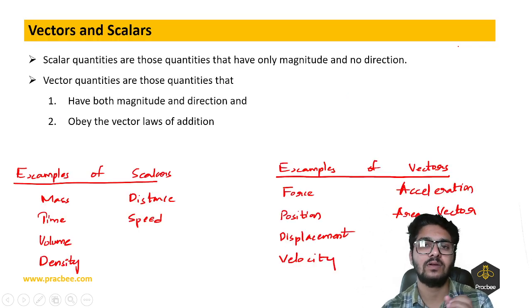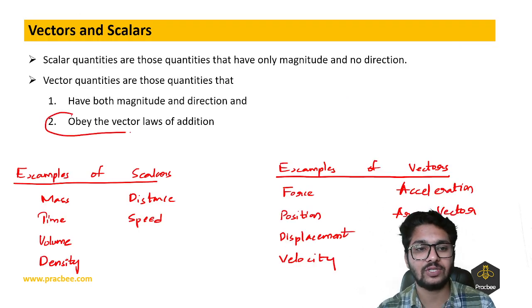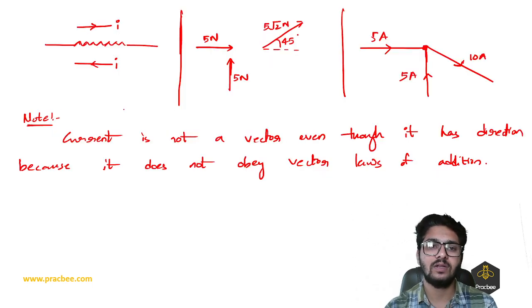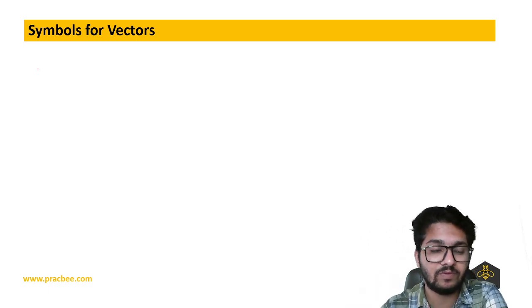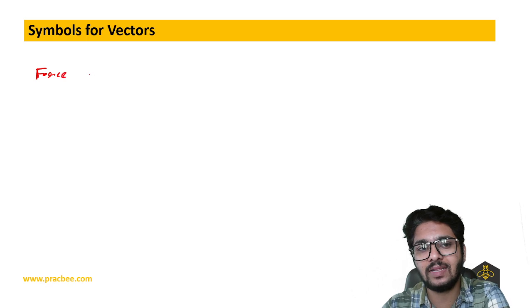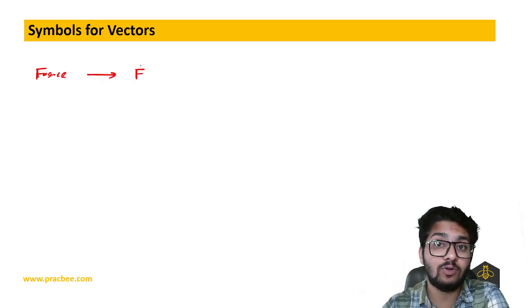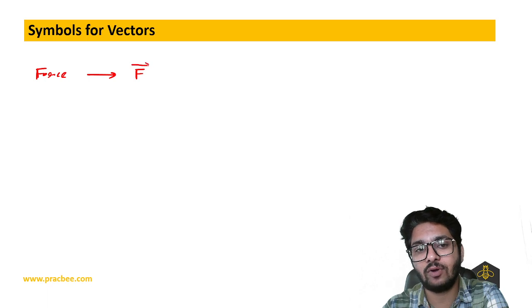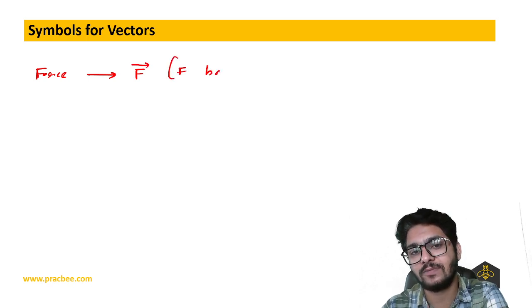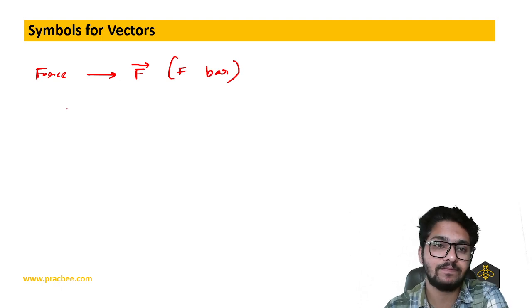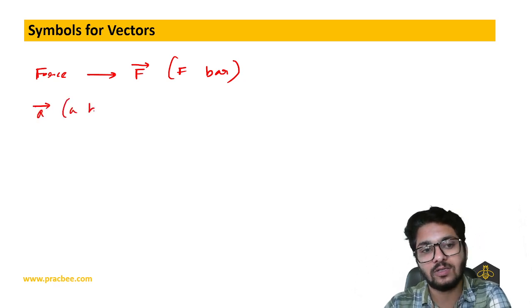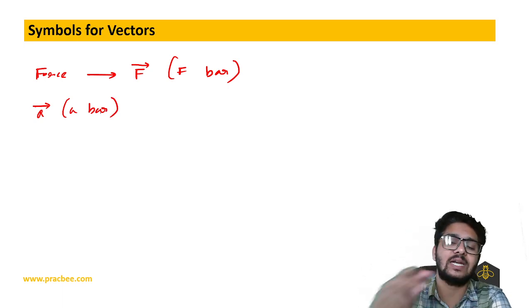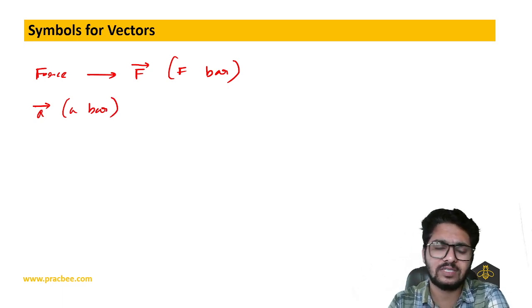Yes? Okay, good. So do not forget the condition that it has to obey the vector laws of addition. Good. And then we'll go into symbols of vectors, whenever you write or whenever you show a symbol for vector. For example, for force, generally the symbol that we use is F. But to be clear that it is a vector, we place an arrow above it and we call it F bar. We pronounce it as F bar. Okay, so any vector or the symbol of any vector should have an arrow above it, A bar. So if A is a vector, it has to be written as A bar, like that. Simple, no?